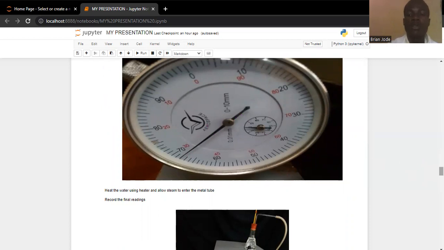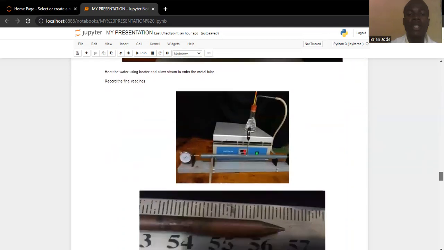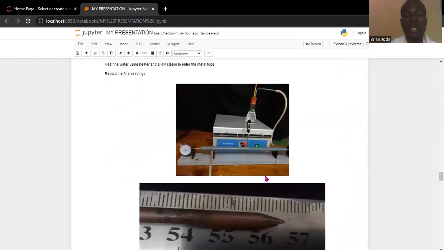Then we are also going to fix the metal rod inside the metal tube and heat water to generate steam, and allow the steam to enter the metal tube and cause the metal rod to heat up so that we can see the expansion in the dial gauge. Then after that, we are going to take the readings, that is the final length of the metal rod when it has been subjected to heat, as L2 centimeters.